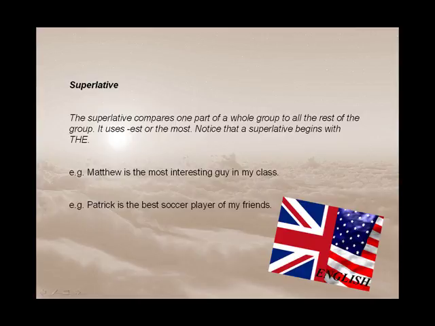Well, the superlative is a little bit different, because the superlative compares one part of the whole group to all the rest of the group. It uses -est or the most. Here you have to notice that the superlative begins with the. In the comparative, you compare two things, but here you compare one thing to the others. For example: Matthew is the most interesting guy in my class, and Patrick is the best soccer player of my friends.